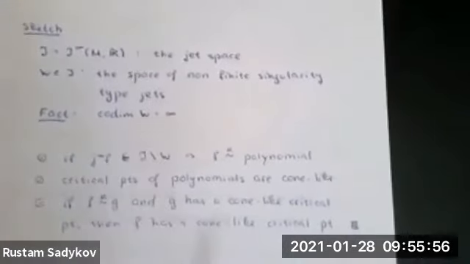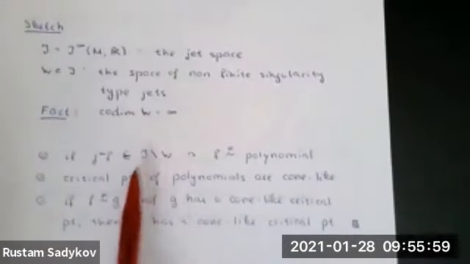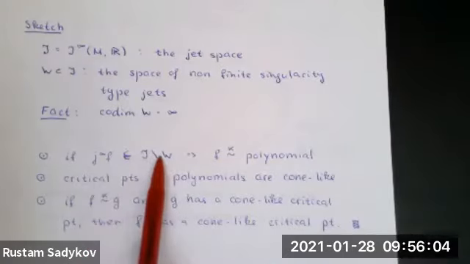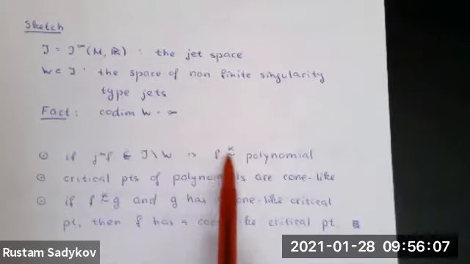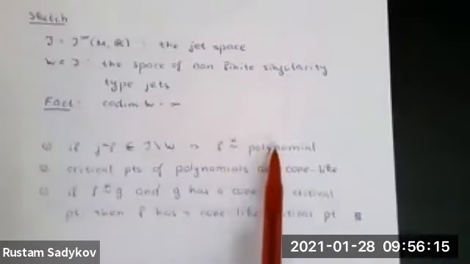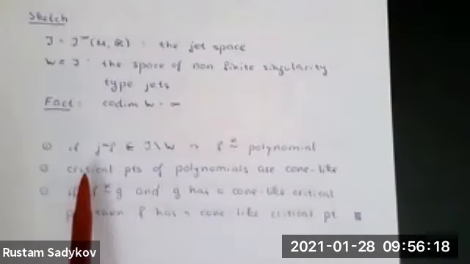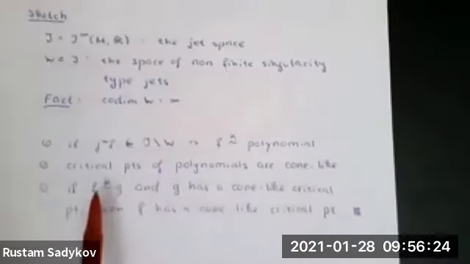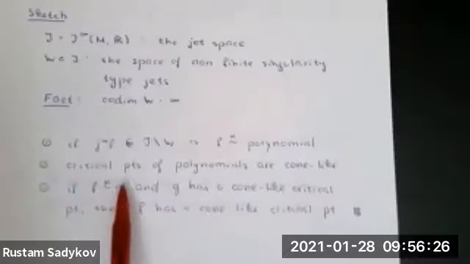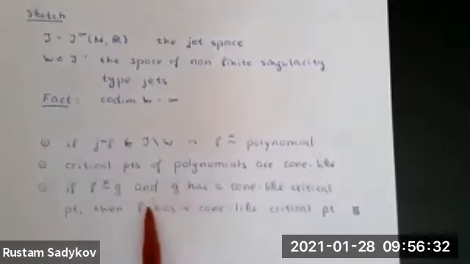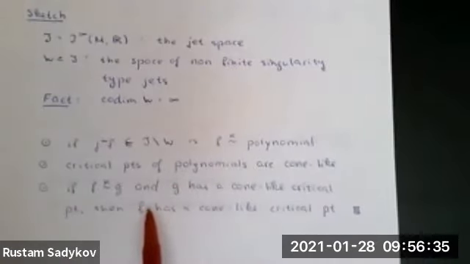So this is known. And then it is also known that if you have a map germ of finite singularity type, then this map germ is so-called K-equivalent to a polynomial. And K-equivalence is a major equivalence relation in singularity theory. But then if F is K-equivalent to a polynomial, it's very well known that critical points of polynomials are cone-like. And then one can show that if two map germs are K-equivalent and one of them has a cone-like critical point, then the other function also has a cone-like critical point.